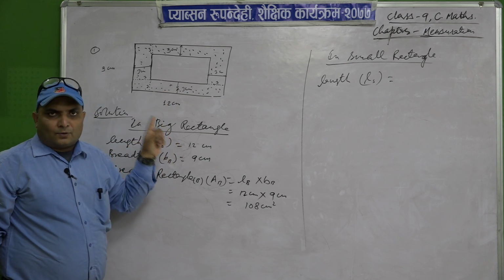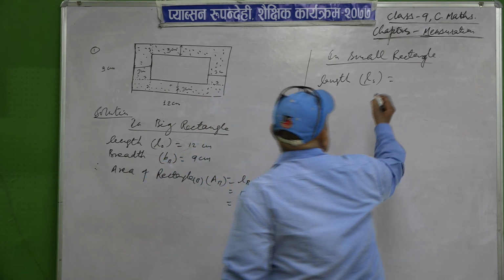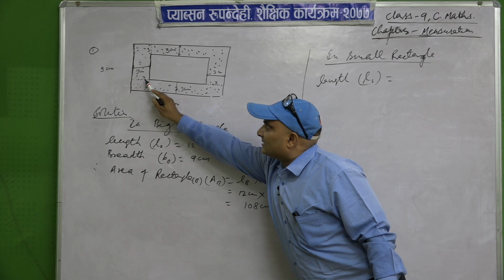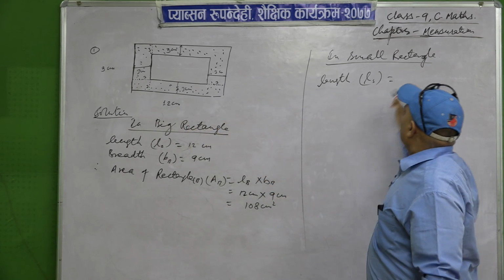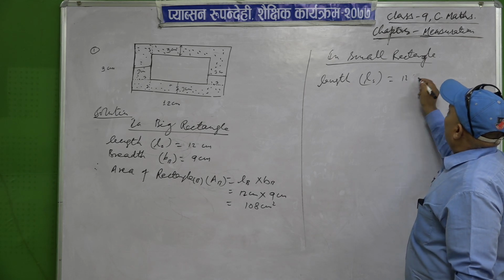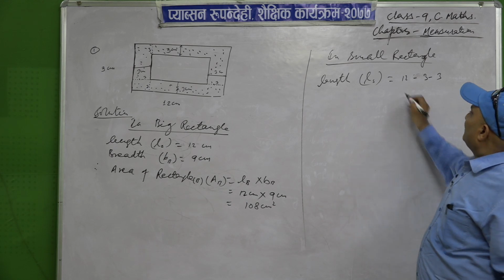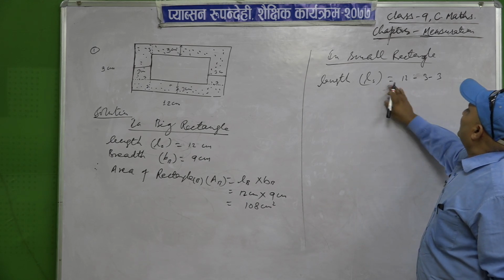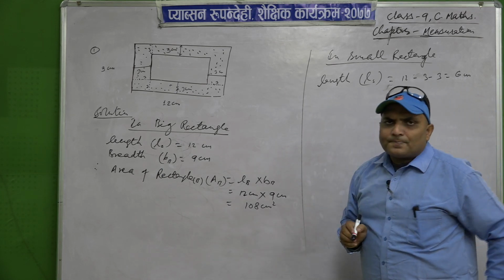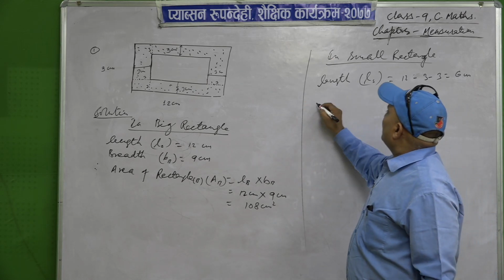Okay. So to find the length of the small rectangle, we subtract these 3 and this 3 from this total. The total is 12 centimeter. 12 minus 3 minus 3, then it will be 6 centimeter. It means the length of the small rectangle is 6 centimeter. Same way, breadth.